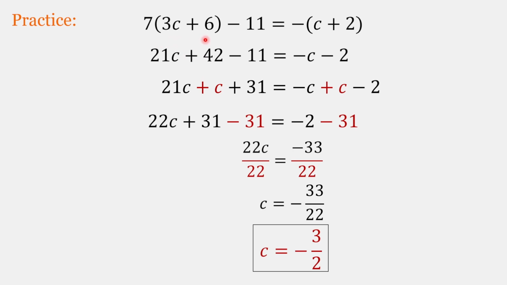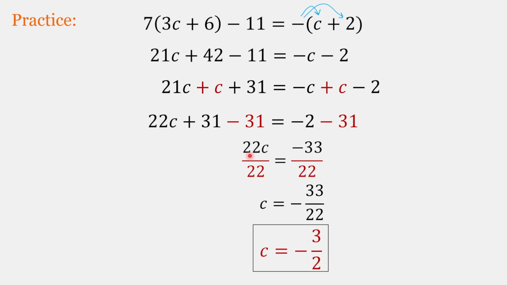Finally, for this third problem, when we simplify the left side of the equation, we end up with 21c plus 31, and that's equal to negative c minus 2. When we multiply by a negative, we're multiplying by negative 1 here, so it's going to change the sign of both terms within the parentheses. So we have negative c minus 2 on the right side of this equation.